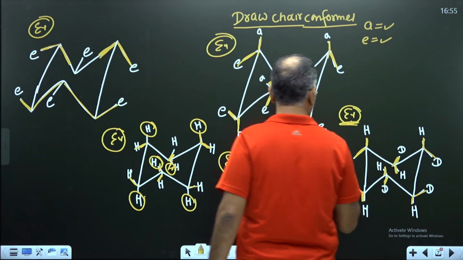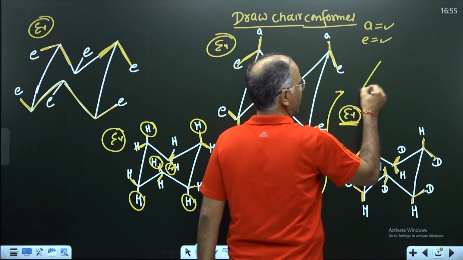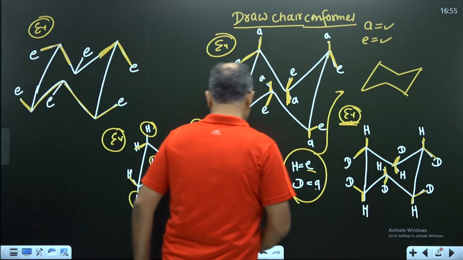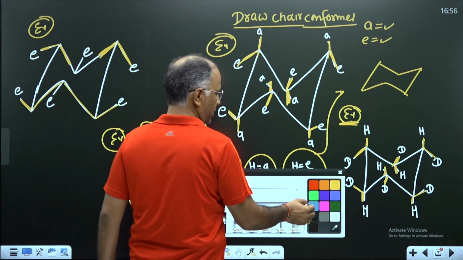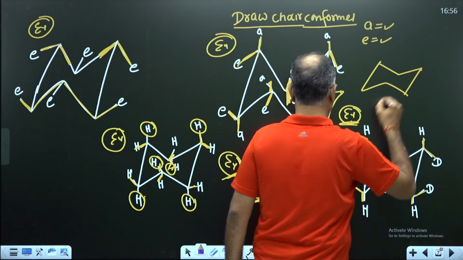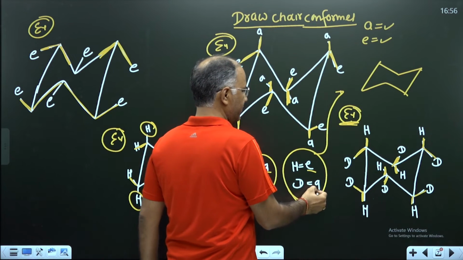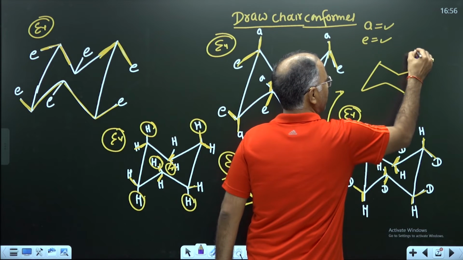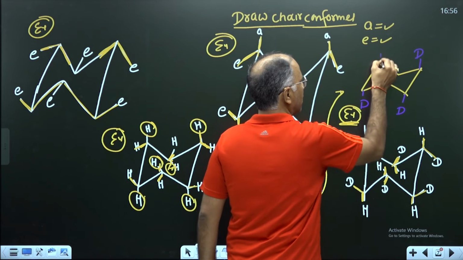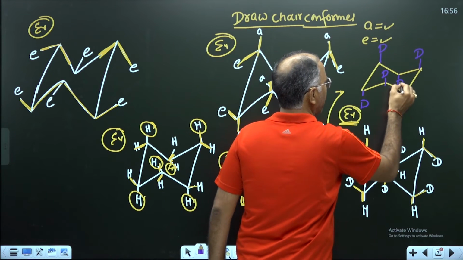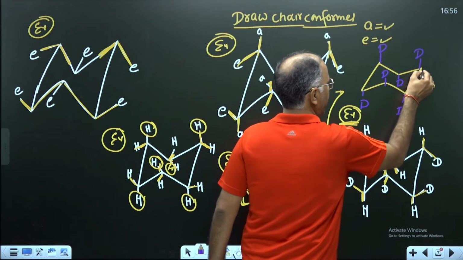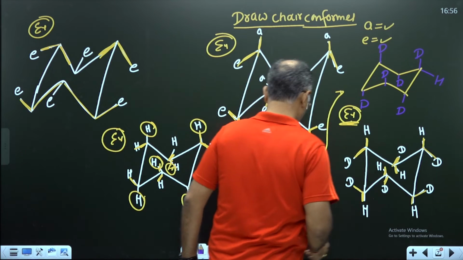We can draw similarly for this example. First of all, you have to draw the chair form. Now let us change the color. Hydrogen at equatorial and D at axial. This is our D, D, D. All D are at axial position, and hydrogen at equatorial.